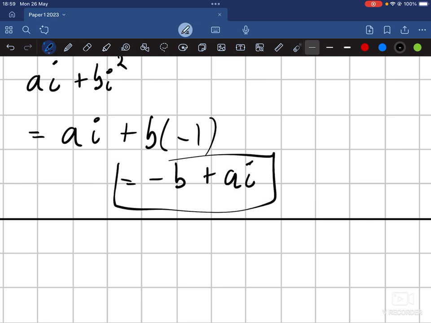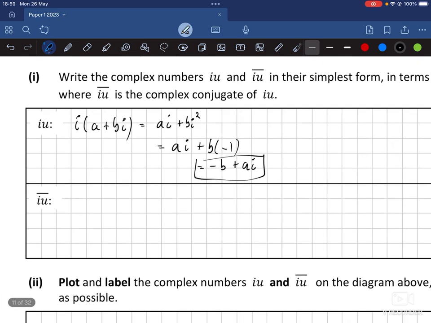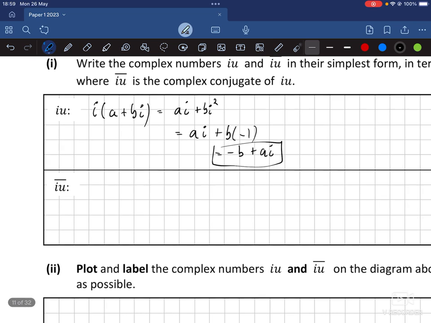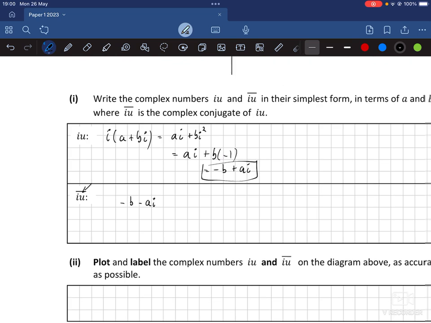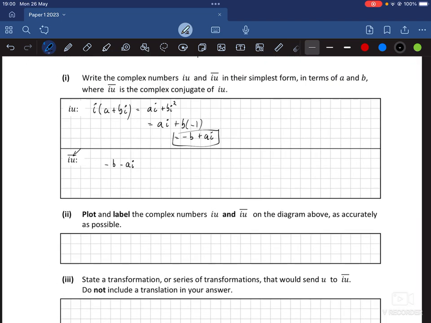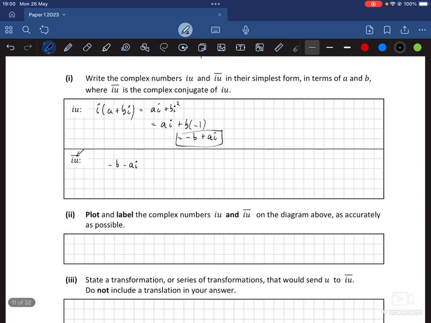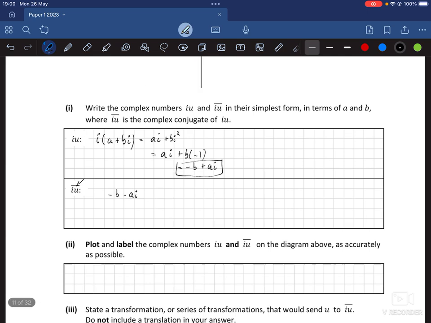So that's the first one, and then iu conjugate. For iu conjugate, that just means we change the sign of the imaginary part, so minus b minus ai instead of plus ai. That's what this bar means, it means the conjugate. All you do is change the sign of the imaginary part. Then we're told to plot and label the complex numbers iu and iu conjugate on the diagram above as accurately as possible.